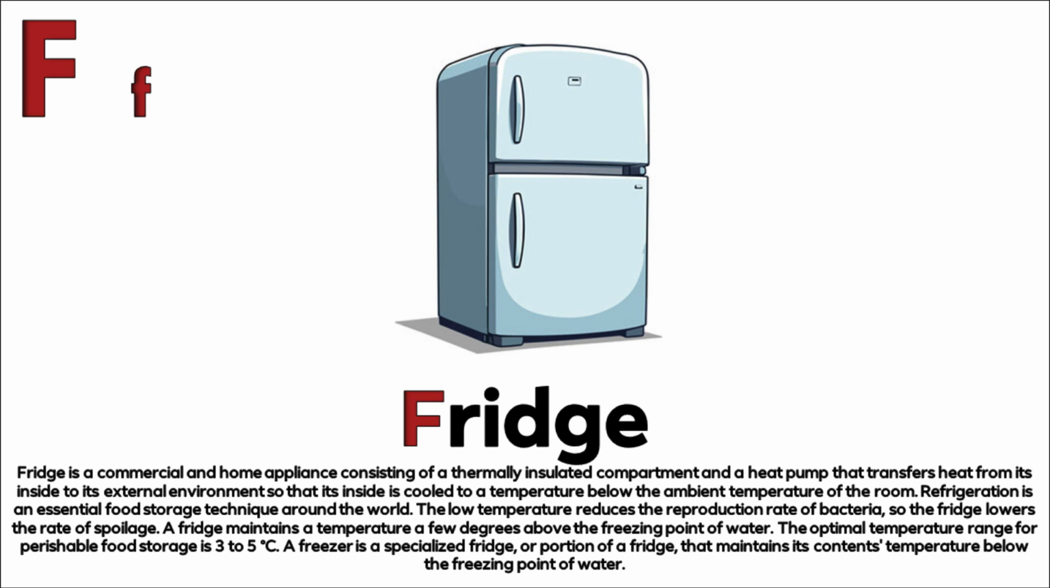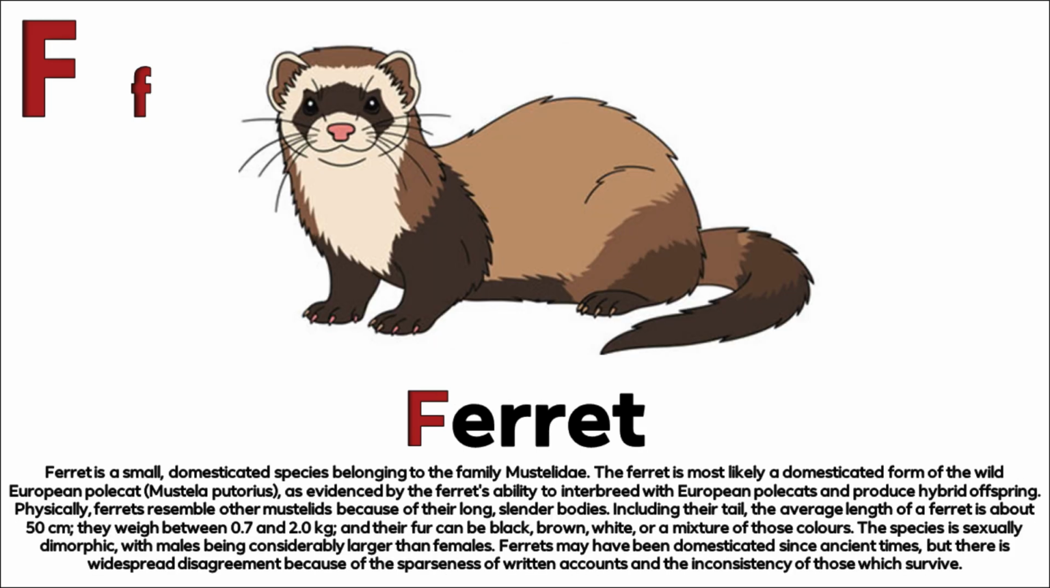A fridge maintains a temperature a few degrees above the freezing point of water. The optimal temperature range for perishable food storage is 3 to 5 degrees Celsius. A freezer is a specialized fridge, or portion of a fridge, that maintains its contents temperature below the freezing point of water. F. Ferret. Ferret is a small, domesticated species belonging to the family Mustelidae.